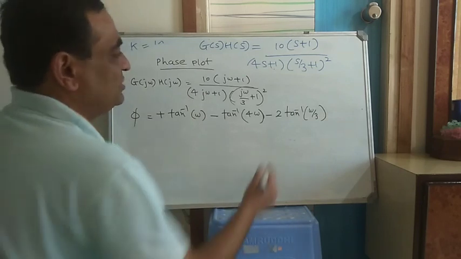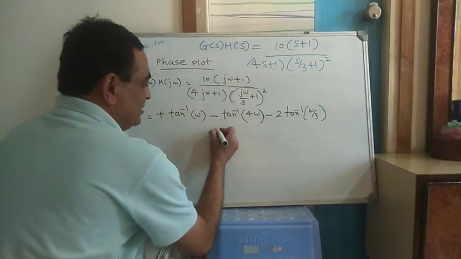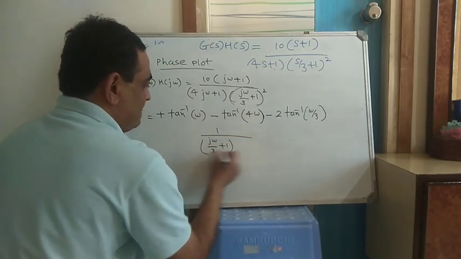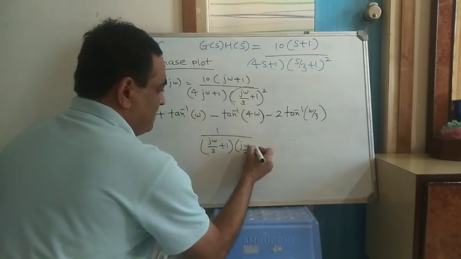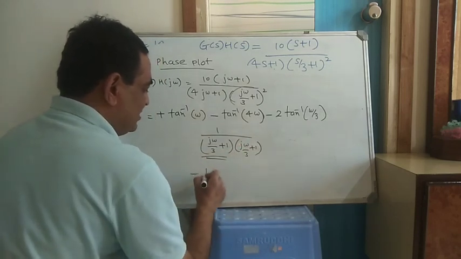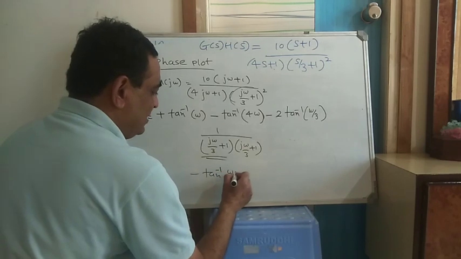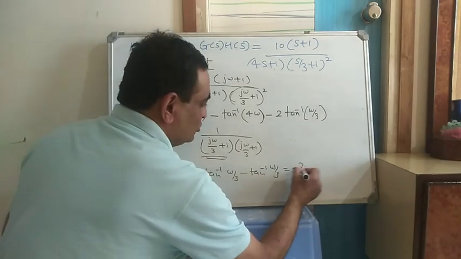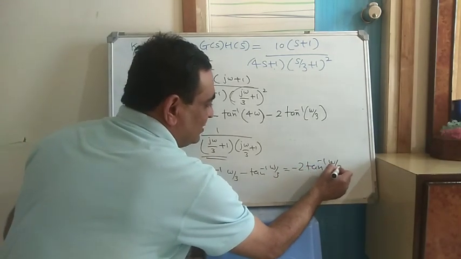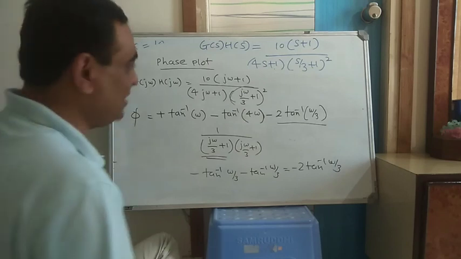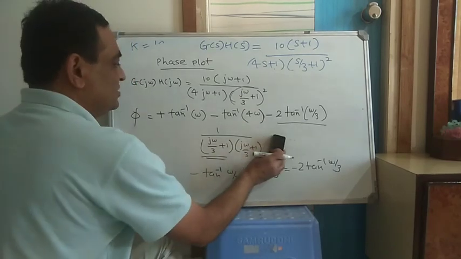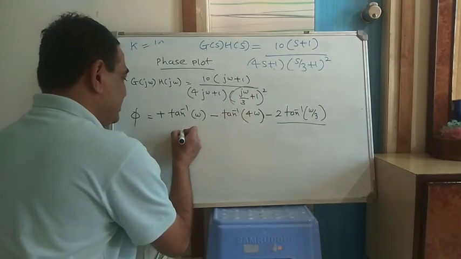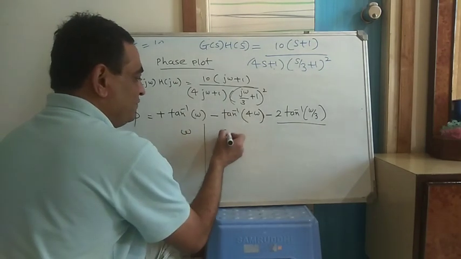How is this 2 times? Because you can see that this looks like minus tan inverse of omega by 3 minus tan inverse of omega by 3. This is minus 2 tan inverse omega by 3. That's why it is minus 2 tan inverse omega by 3. Alright, this is the phase equation. And now I need to prepare the phase table, that is omega versus phi.